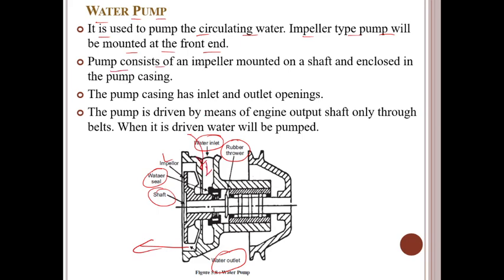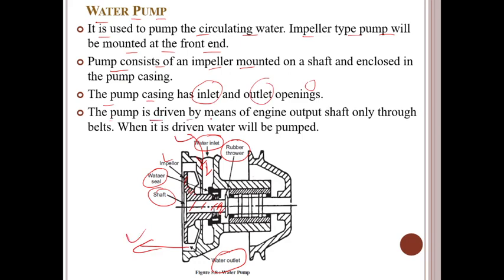So the pump consists of an impeller mounted on a shaft. If you observe, this impeller blade is mounted over this shaft. It is enclosed in a pump casing, a complete casing to avoid flushing of the water or any accidental problems. So the pump casing has one inlet and one outlet opening.